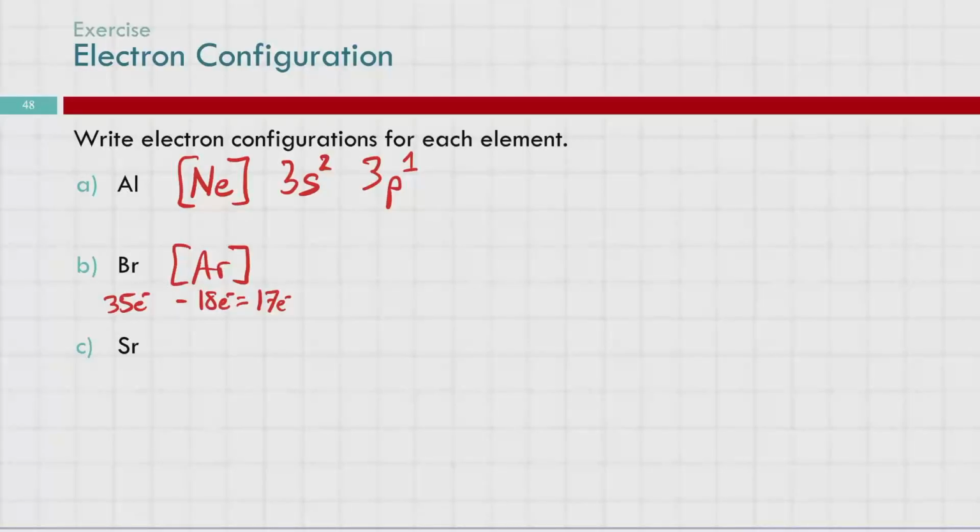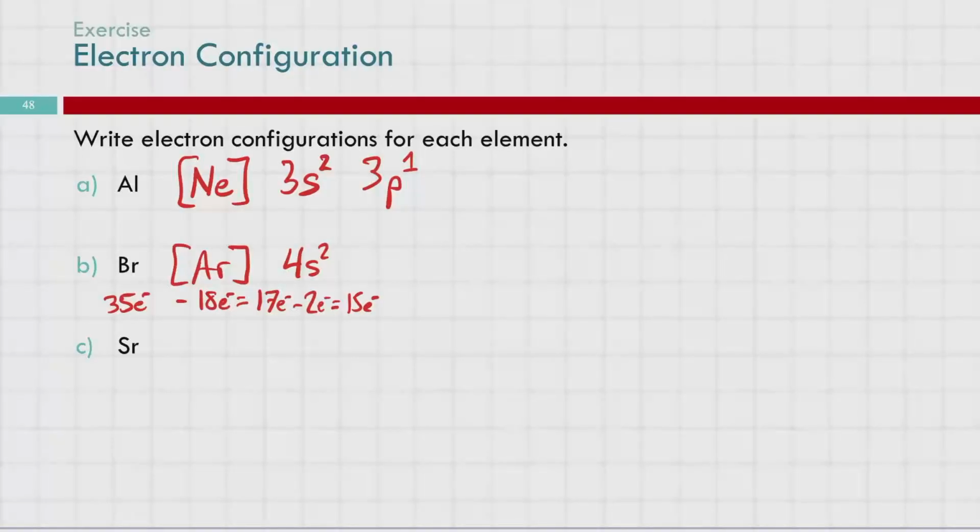What row? 4? And what's the first block that we encounter in row 4? It's the S. So 4s. How many electrons can we put into the S? We can put 2 in. We put 2. Take off another 2 electrons from our 17. We've got 15 electrons left.